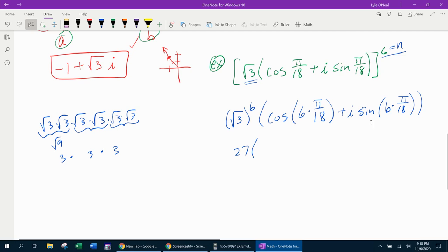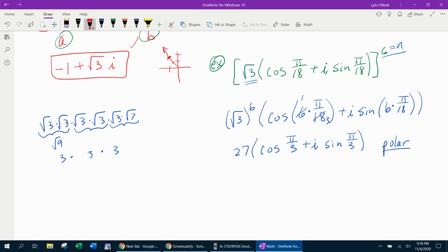And the 6 and the 18 are going to reduce. Those are super nice. 6 goes into 18 3 times. And so that's going to reduce to just pi over 3. All right, so if it said write your answer in polar form, we would be done. This is polar form. Unfortunately, it says write your answer in rectangular form.